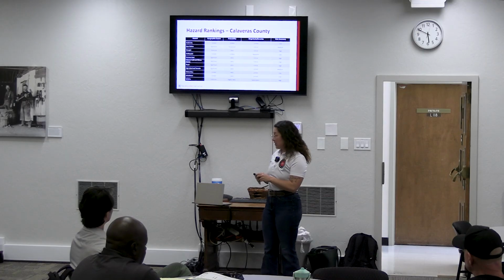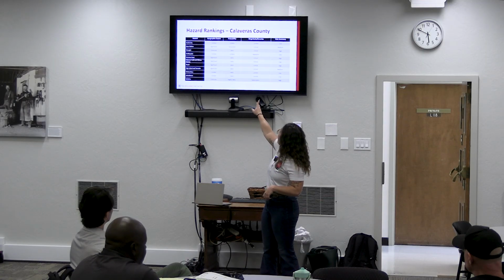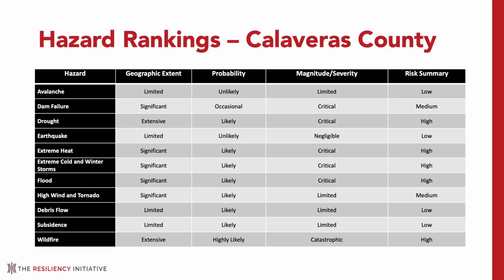And so what we did here is we categorized by geographic extent, probability, and magnitude and severity. Each of these is explained further in the plan, but ranked on a scale of 1 to 4. Depending on how we ranked them, we gave them that number, tallied them, and that's how we came up with the risk summary of being low, medium, or high. So it was based on the 3 categories you see here.